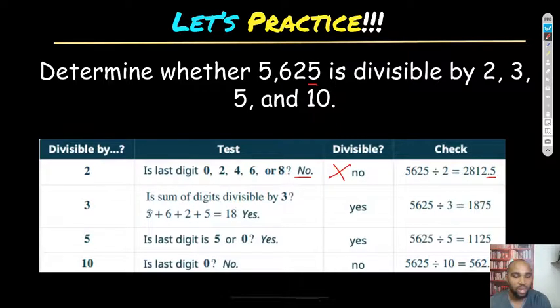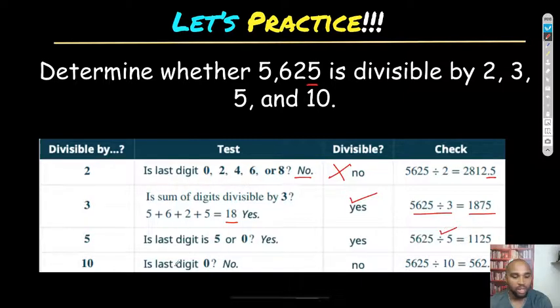What about 3? Can we add them all up and get a multiple of 3? 5 and 6 is 11, plus 2 is 13, plus 5 is 18. 18 is divisible by 3, so yes. And you can check it here. Is the last digit 5 or 0? The last digit, yep, there's a 5 there. And yes, it is. So, yep.